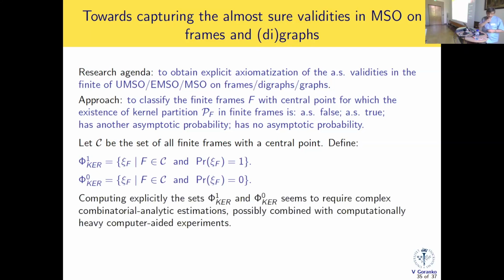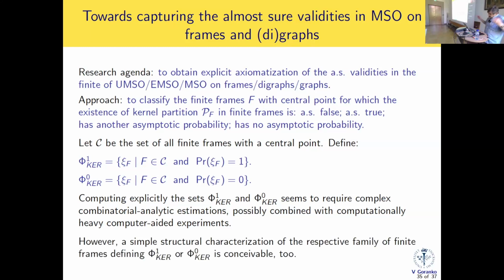And for all that I know, and I've done some experiments both by hand and also some computer experimentation, but not much, computing or identifying these sets of frames seems to be hard work. So far, it's a challenge, and it seems that it requires complex combinatorial analytic estimations that go beyond my toolbox, so to speak, at least now. Now, of course, it's possible that there may be a simple structural characterization of these families. It is conceivable, but I do not know of any. So if anyone wants to make a conjecture, give it a try, talk to me.